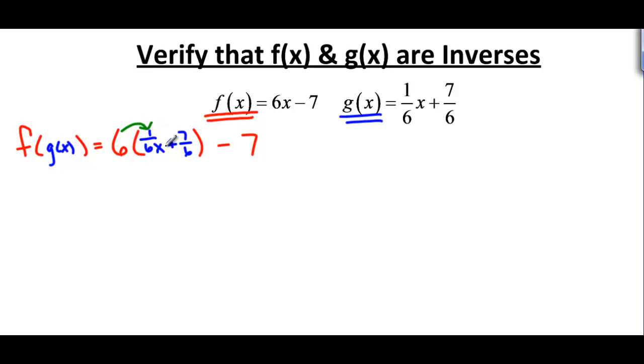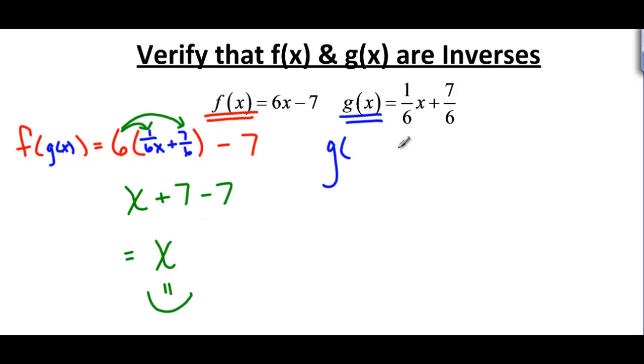6 times 1/6 x is x. 6 times 7 over 6 is positive 7. And I have a negative 7, which gives me an x. So that's good so far. If this didn't equal x, I could go back and double check my algebra. If everything was okay and this still did not come out to x, I would just stop and say not an inverse. But since I got an x, now I want to go to the other side.